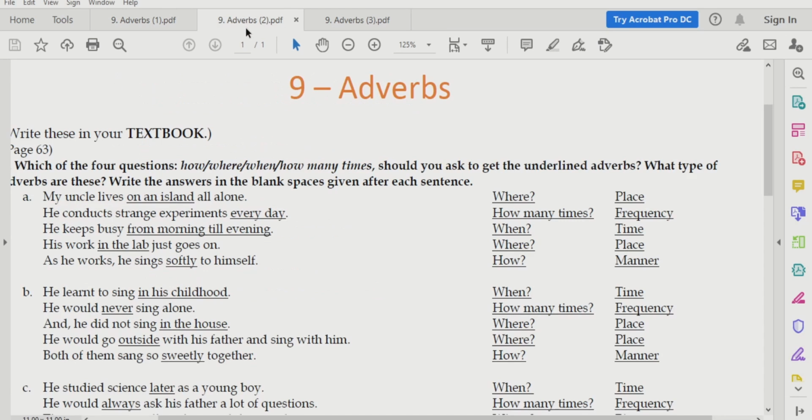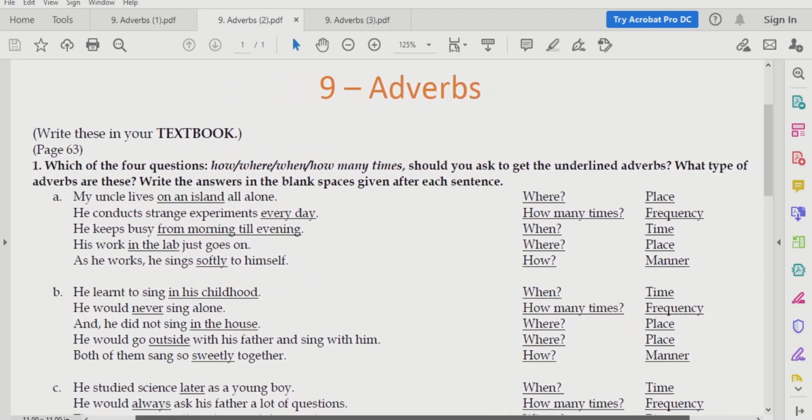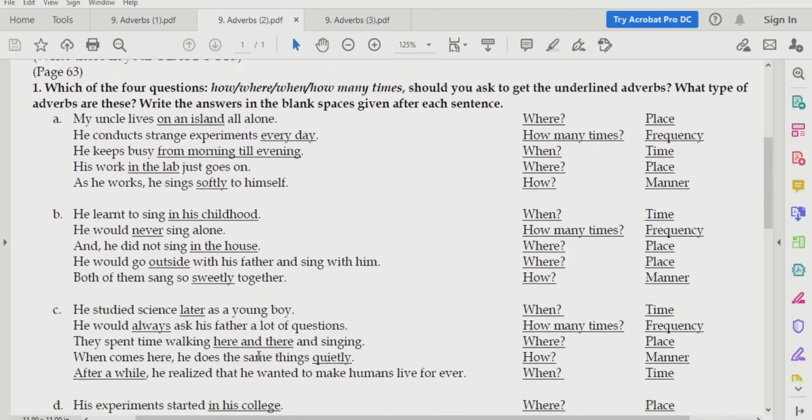Let's move on to PDF 2. Dear students, this may look a bit difficult, but it is very easy to understand. Just pay attention and listen carefully. Which of the four questions, how, where, when, how many times, we already discussed all these four. How, कैसे, where, कहाँ, when, that means कब, how many times means कितने बार. Which of the four questions should you ask? Now over here you do not have to give an answer, but you have to give a question. You have to do something opposite over here. In the answer you have to give a question. What type of adverbs are these? Write the answers in the blank spaces.